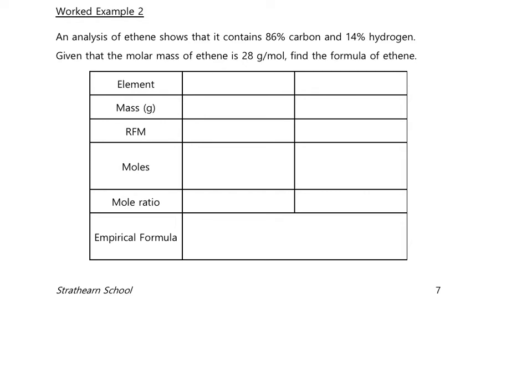So we're given the percentages of our elements, and from that we're going to calculate our empirical formula. We know that our molar mass, which represents the mass of the molecular formula, is 28 grams per mole. You could annotate that if you wish. So let's work out our empirical formula first, which is step 1 of our method.